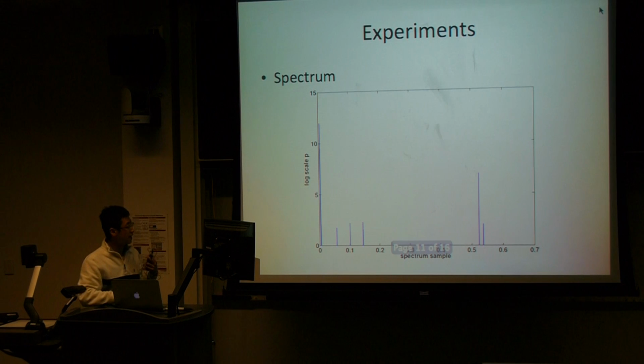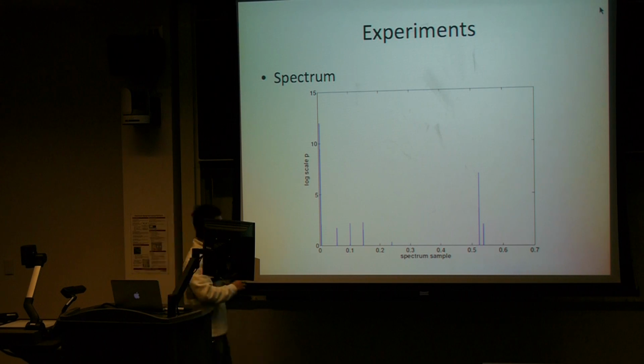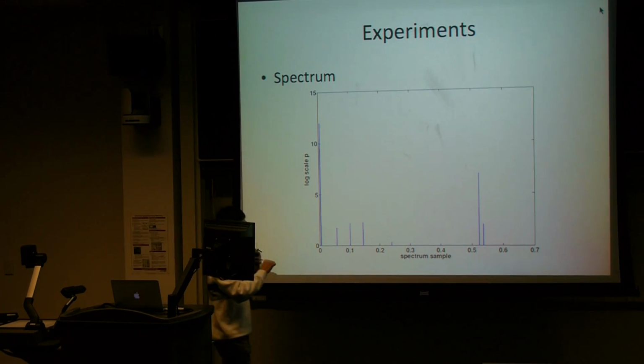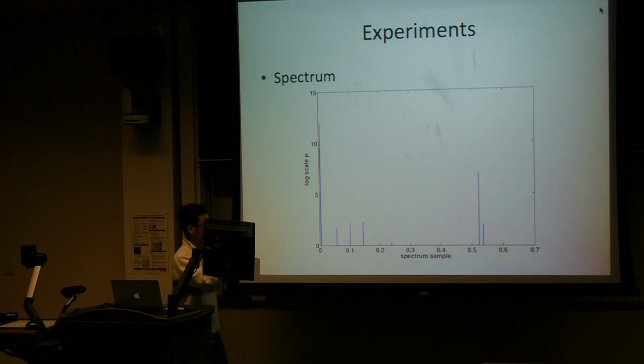And this is the spectrum density of the kernel we just learned. We see there are two main components. The first component is near zero, and this component means the long-term trend. And the component near 0.5 is the periodical change.